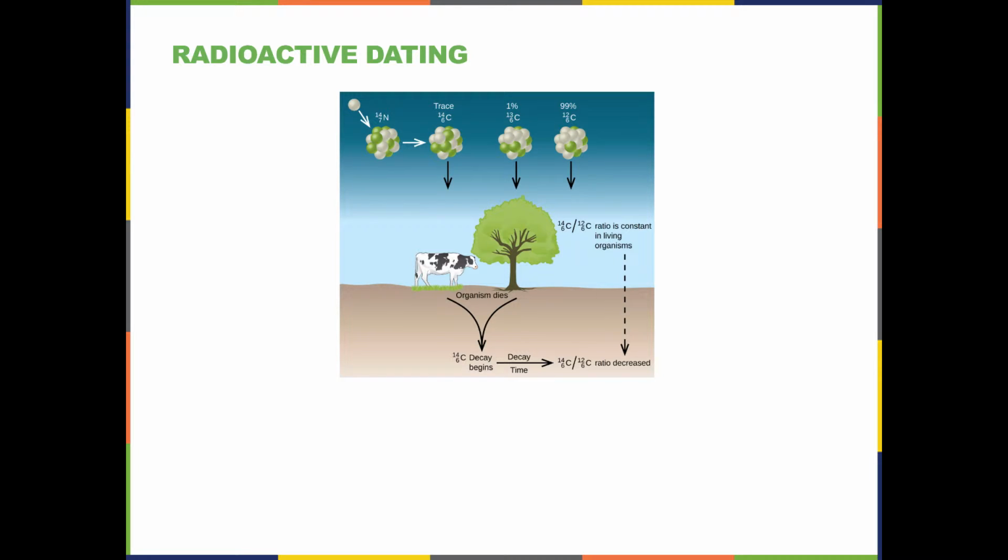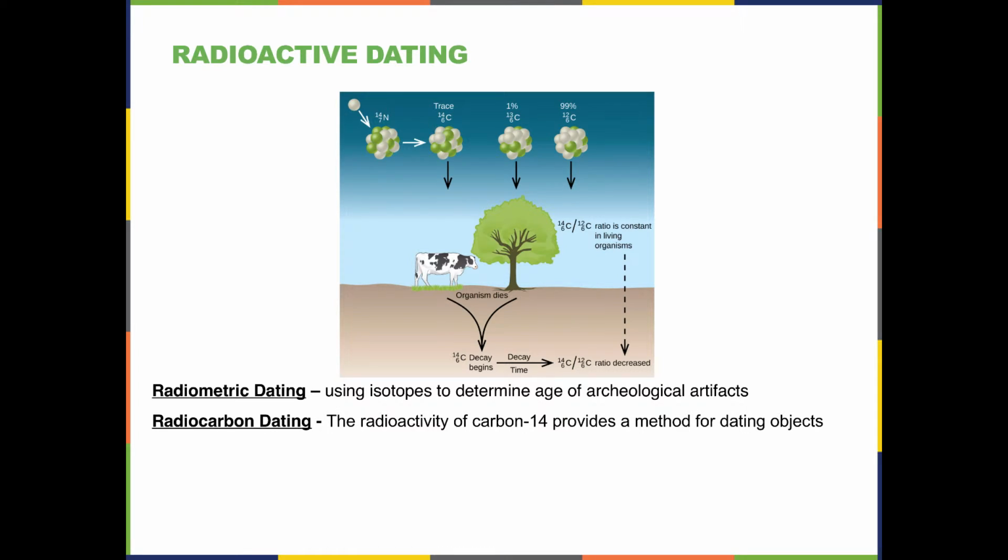Now let's take a look at some uses for these various calculations that we've just done. One of these is what's known as radioactive dating. Radiometric or radioactive dating is using isotopes to determine the age of things that are very old, archaeological artifacts. Carbon dating is using radioactive carbon-14 to provide the method for dating.